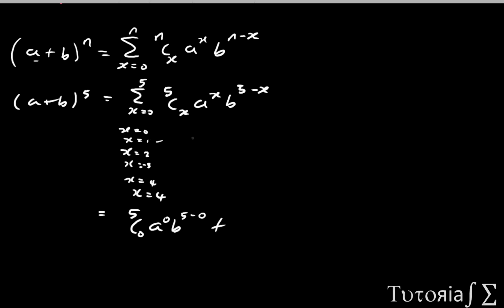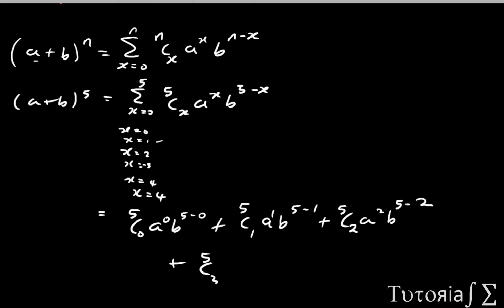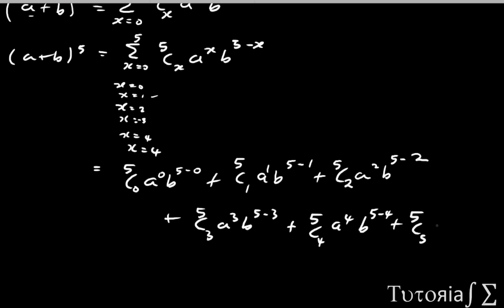Then when x is 1, that will be 5 choose 1, a to the power 1, b to the power 5 minus 1, plus 5 choose 2, a to the power 2, b to the power 5 minus 2, plus 5 choose 3, a to the power 3, b to the power 5 minus 3, plus 5 choose 4, a to the power 4, b to the power 5 minus 4, plus 5 choose 5, then a to the power 5, b to the power 5 minus 5, which is basically 0.